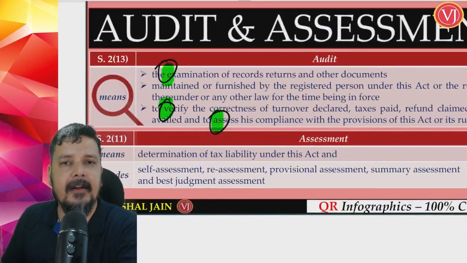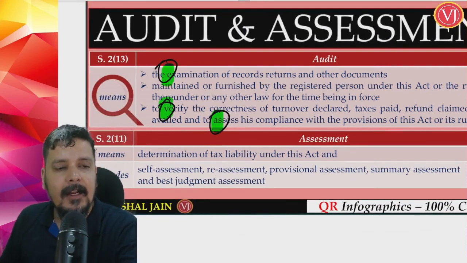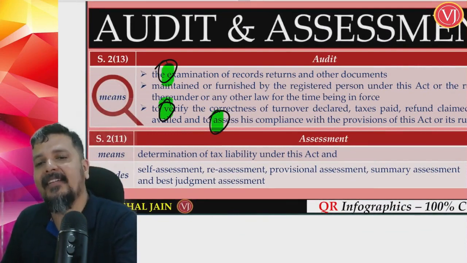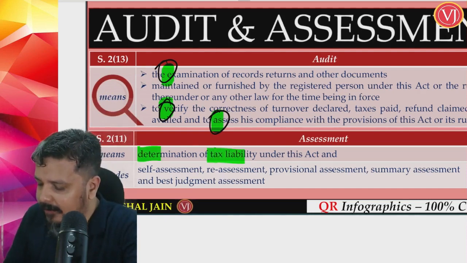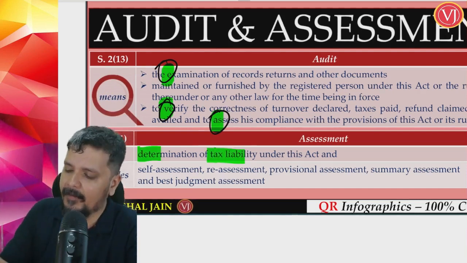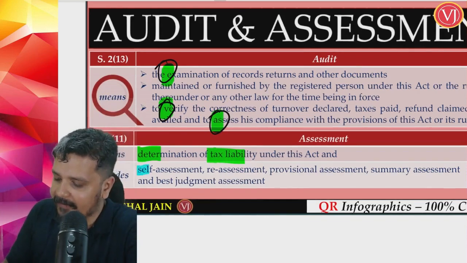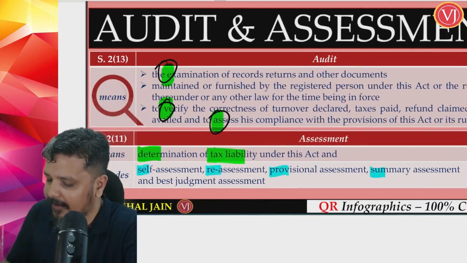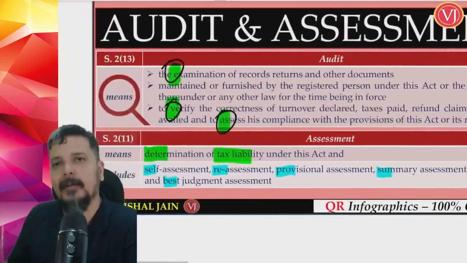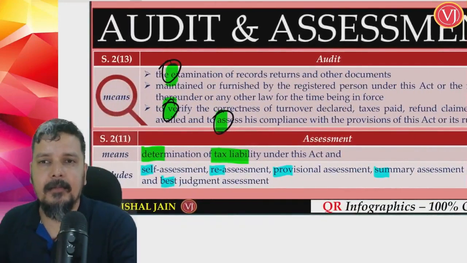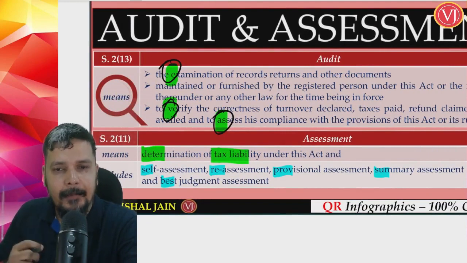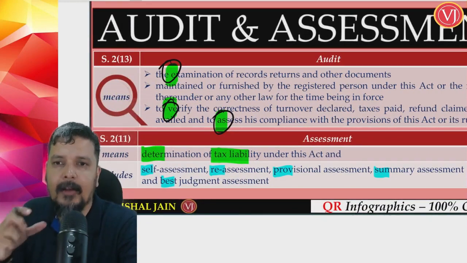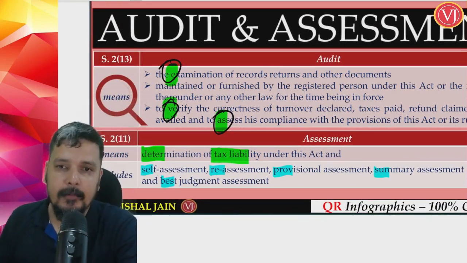Assessment is a very simple term which is very restricted to determination of your tax liability. Very specific. Finding out your tax liability. It includes different types of assessment, be it self-assessment, reassessment, provisional assessment, summary assessment, best judgment assessment. If you see the terms, it makes it evidently clear that assessment has got a very narrow scope and audit has got a very wide scope.